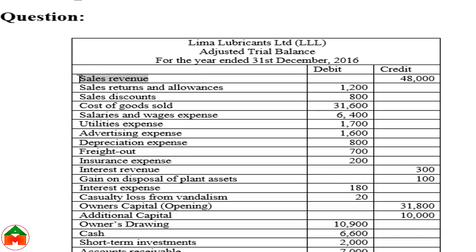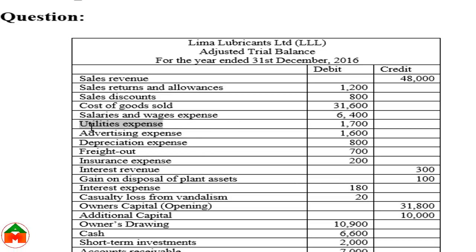Here, sales revenue, it's an income item. And then sales returns and allowances and sales discount, these are contra revenue. These items are considered contra revenue. These two items should be deducted from sales revenue to arrive at net sales. So this is an income, this is a contra income or contra revenue. After that we can see cost of goods sold. This is an expense.